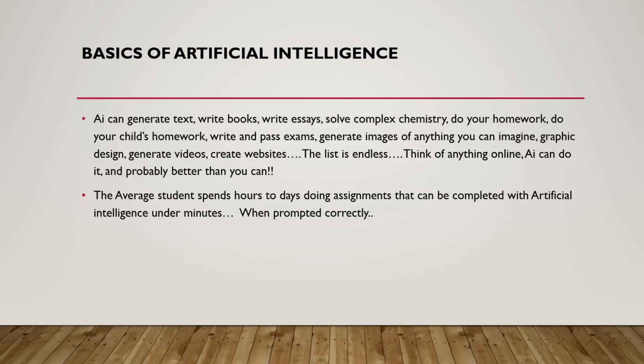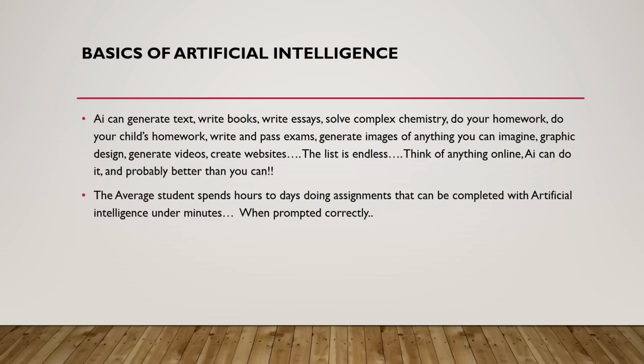So AI can generate text, write books, write essays, solve complex chemistry, do your homework, do your child's homework, write and pass exams, generate images of anything you can imagine, do graphic design, generate videos, and create websites. The list is endless. Think about it like this: anything humans can do repeatedly, like if you can teach a child something, then AI can learn it. If you can do something in front of someone again and again, that exact same way, AI can see those patterns and learn to do it. Think of anything online, AI can learn it, can do it, and probably better than you can.